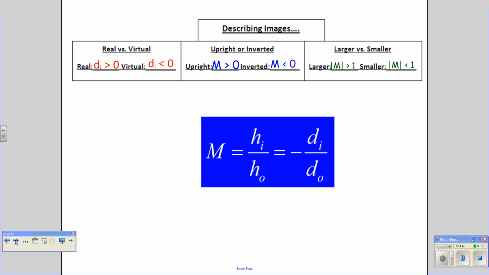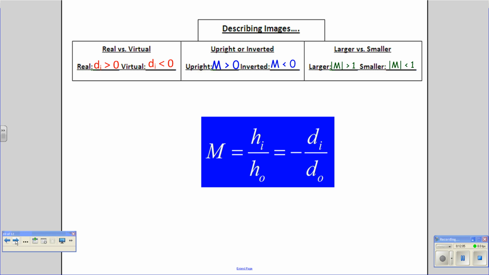Okay. Now, when describing images, there are 3 main things that you need to be able to do. You need to be able to tell me whether it's real or virtual. It will be real if your image distance is greater than 0. If you have a positive image distance for mirrors, then you have a real image. If your DI is negative, then you have a virtual image.